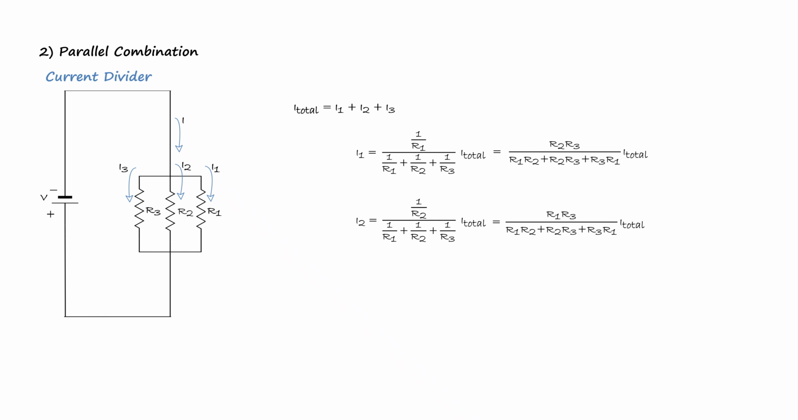And the last one, I3, is equal to 1 over R3 divided by 1 over R1 plus 1 over R2 plus 1 over R3, multiplied by I total, which is simply equal to R1 multiplied by R2 divided by R1 times R2 plus R2 times R3 plus R3 times R1, multiplied by I total.